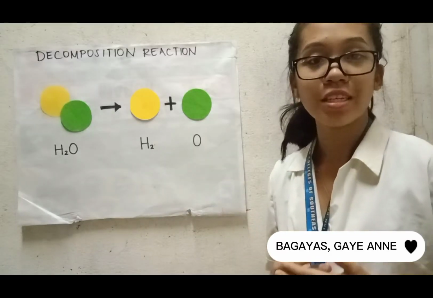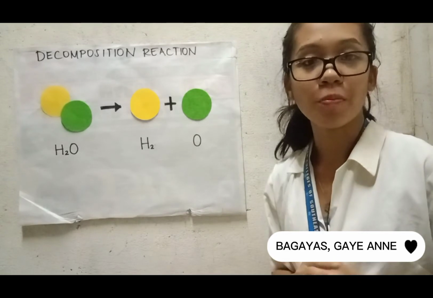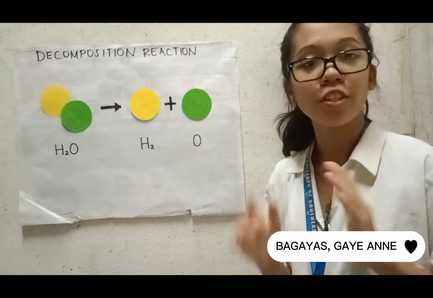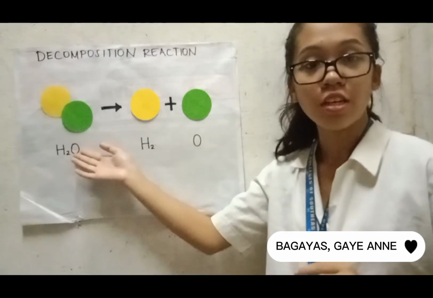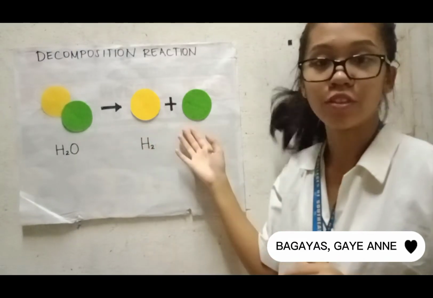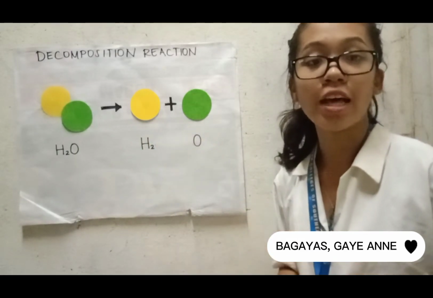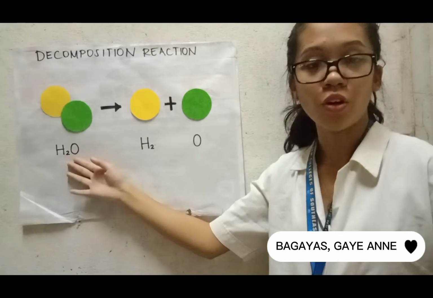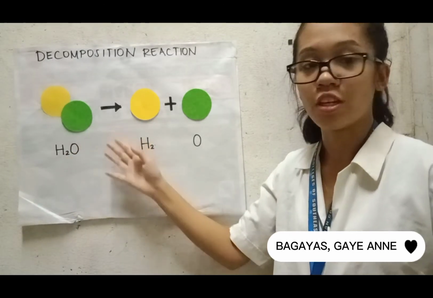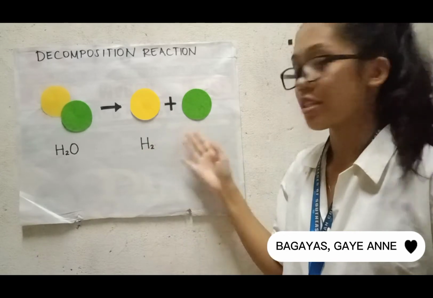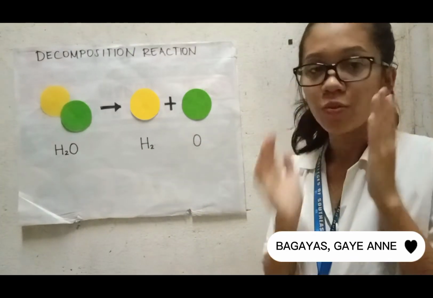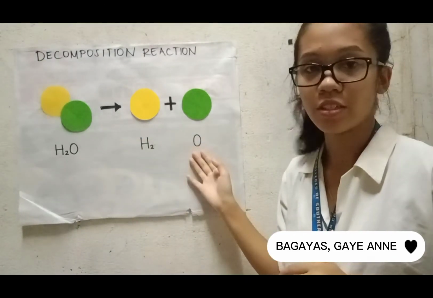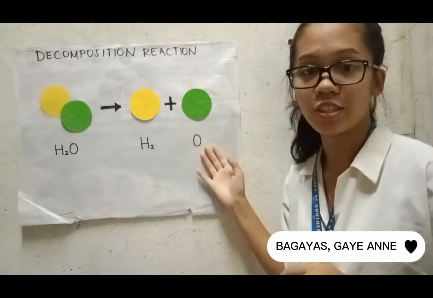We are now in the decomposition reaction. It is a kind of the opposite of the combination reaction. In a synthesis reaction, we put things together. In a decomposition reaction, a compound is broken down into simpler compounds, or all the way down to the elements that make it up. For example, H2O, or water, comes from the combination of hydrogen gas plus oxygen gas. So what will happen in the decomposition reaction is the compound is broken down into simpler materials, and this is the hydrogen gas and the oxygen gas.